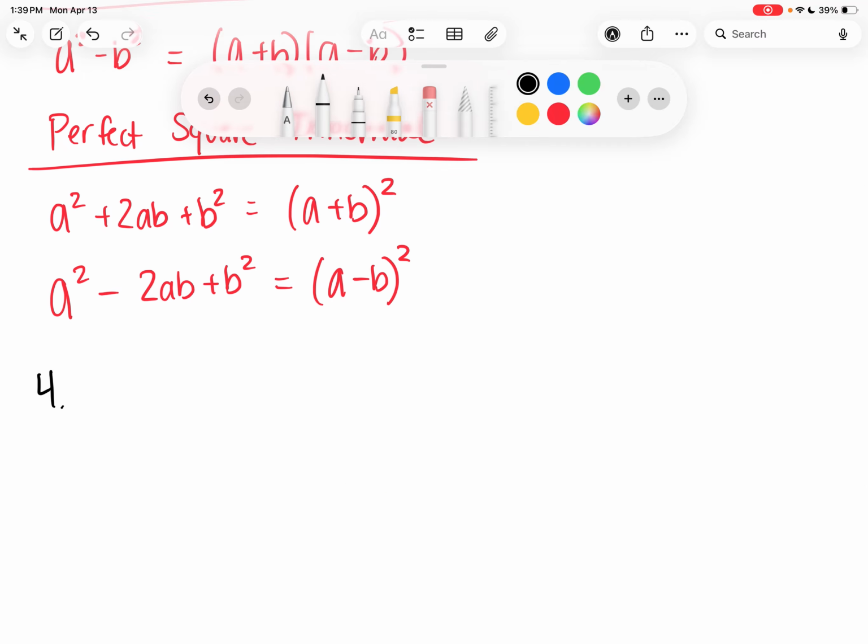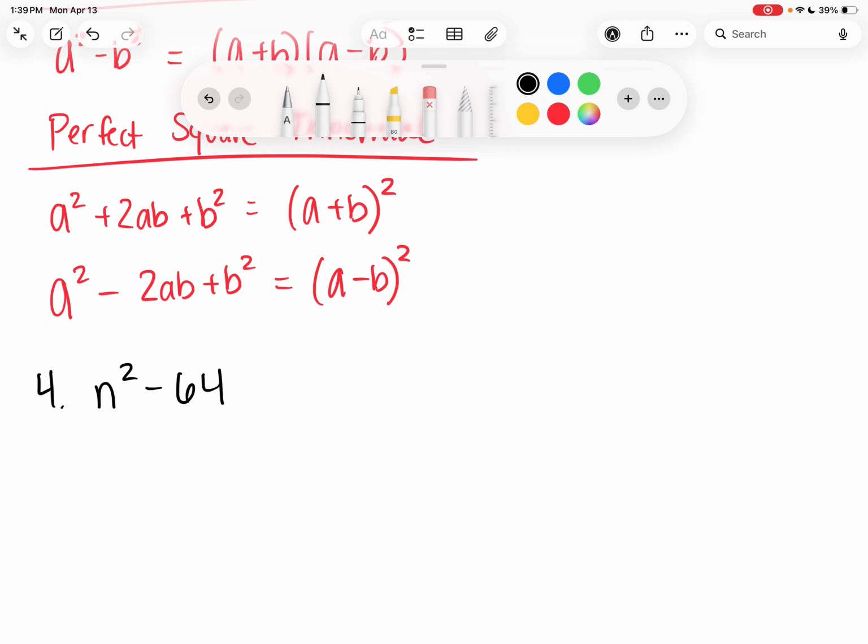So number 4, n squared minus 64. Oh, it's just the opposite of the other special. Yeah, exactly. The other ones technically aren't called that. I just call them that for reference. It is a difference of squares.